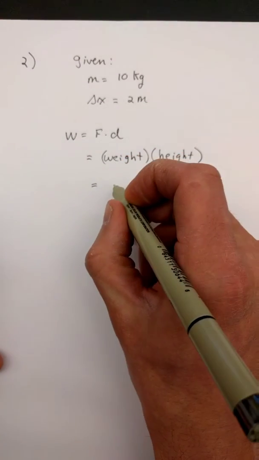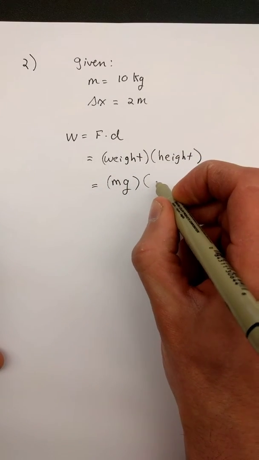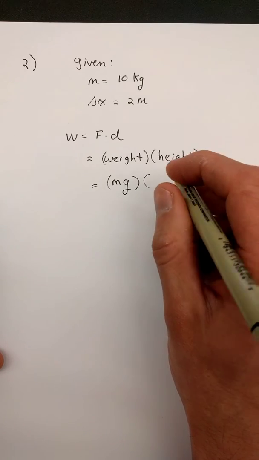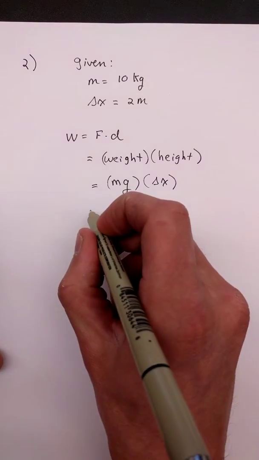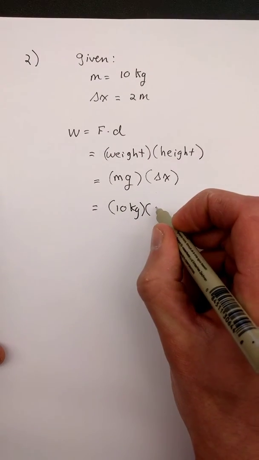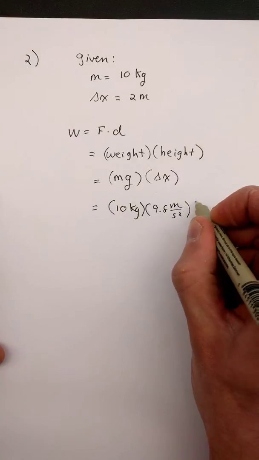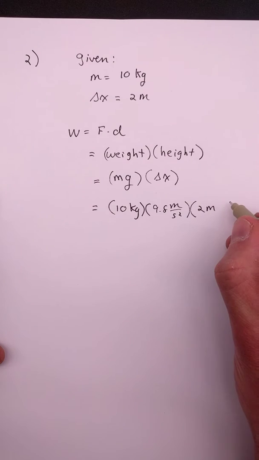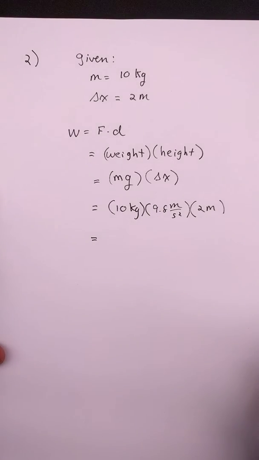Now weight, you know, is mg, and the height is going to be either h or d or delta x or whatever you like. How about we use delta x here? And so we have 10 kilograms times g, which is 9.8 meters per second squared. And you're going to lift it a height of 2 meters. So we have 10 times 9.8 times 2.